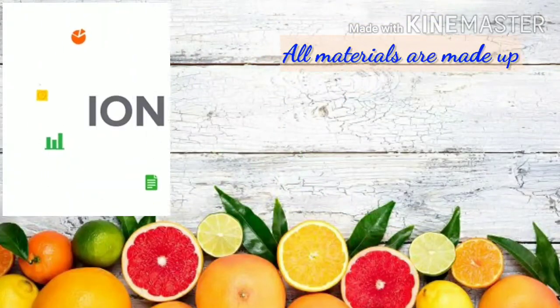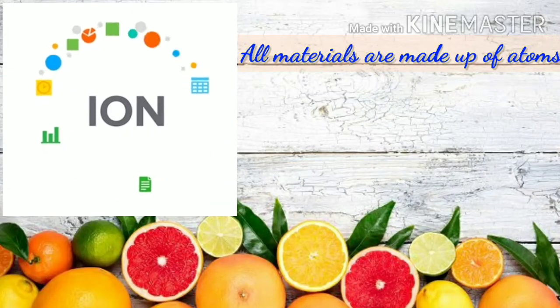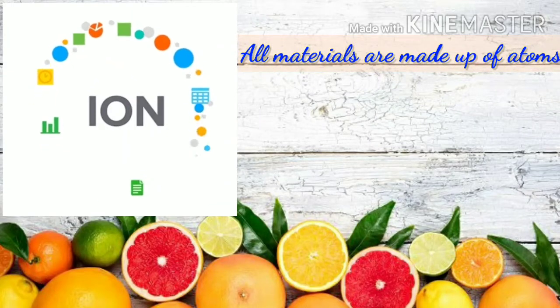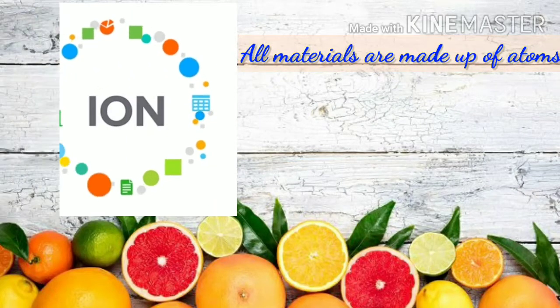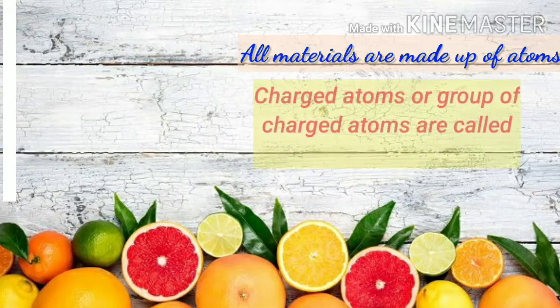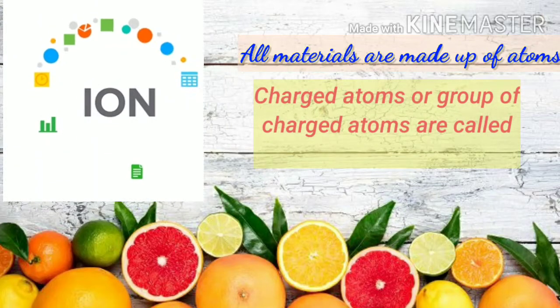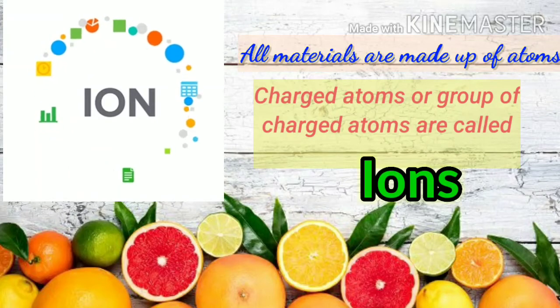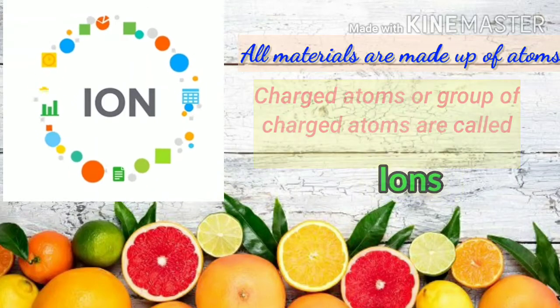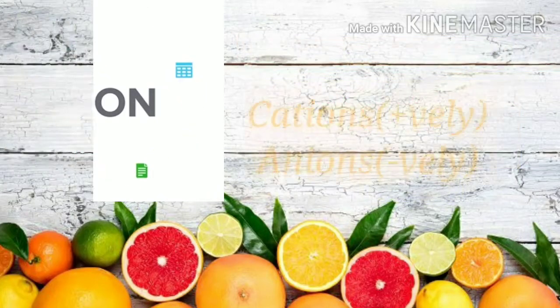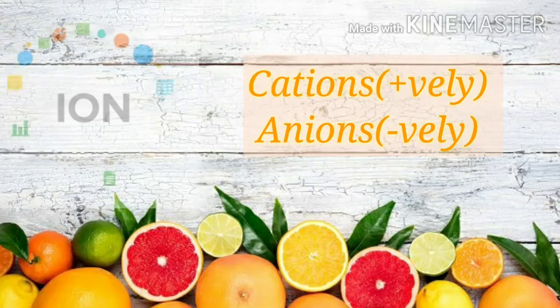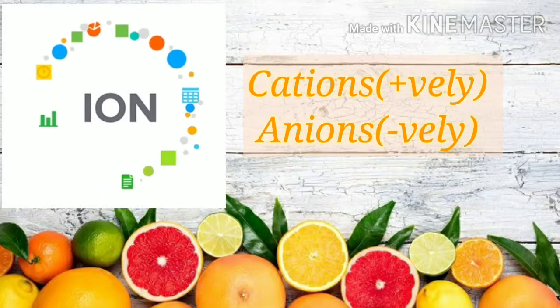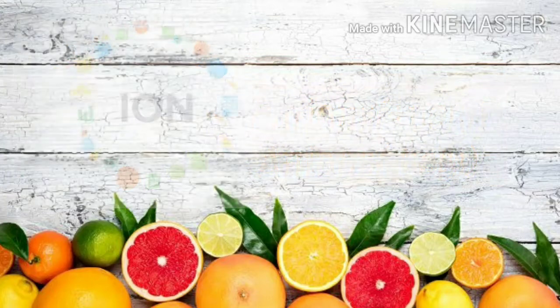First we will learn about ions. We know that all materials are made up of atoms. This you have learnt in your class 6th also. So charged atoms or group of charged atoms are called ions. Two types of ions are there, cation and anion. First we will learn about cation.